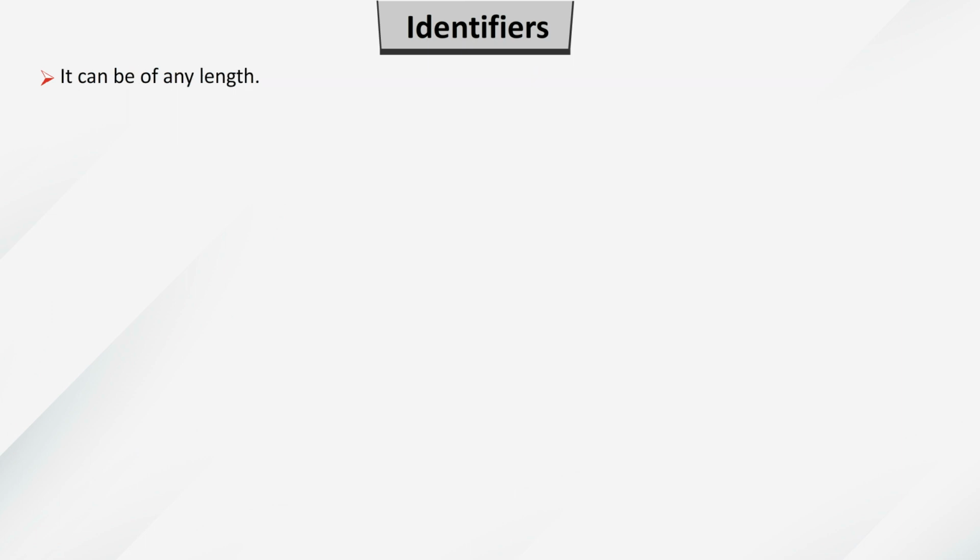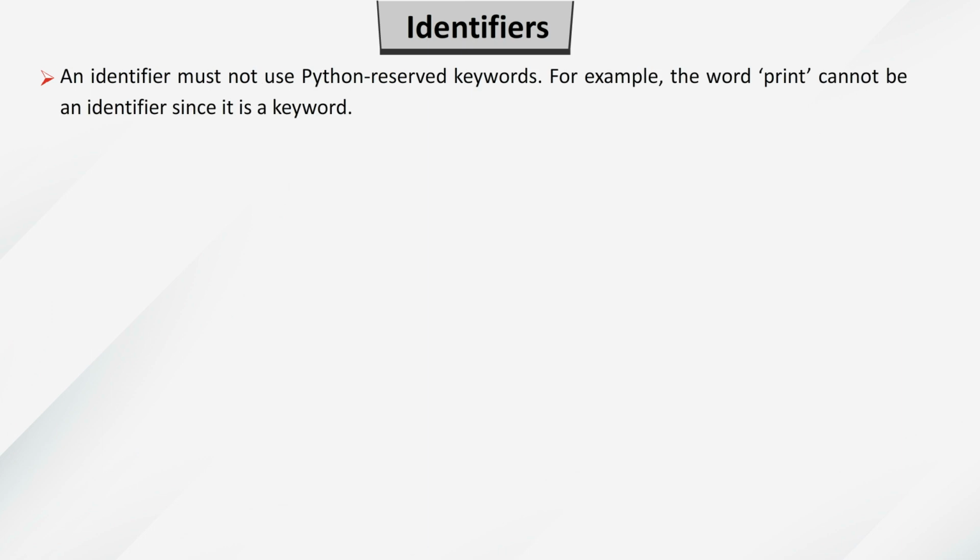It can be of any length. It must not begin with a digit. They cannot contain blank spaces. An identifier must not use Python-reserved keywords. For example, the word print cannot be an identifier since it is a keyword.